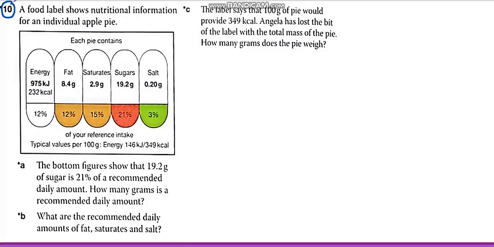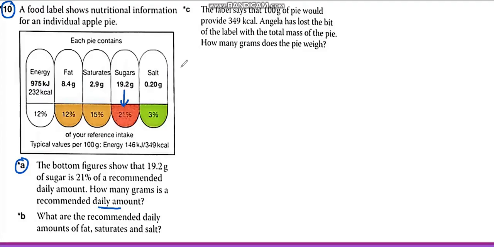In question number 10, it says a food label shows nutritional information for an individual apple pie. So we can see this information that is provided to us very carefully. And in A part, it says the bottom figures show that 19.2 gram of sugar is 21% of recommended daily amount. Like this is just 21% that is shown over there. How many gram is recommended daily amount? So the representation is just of 21% of the total amount.